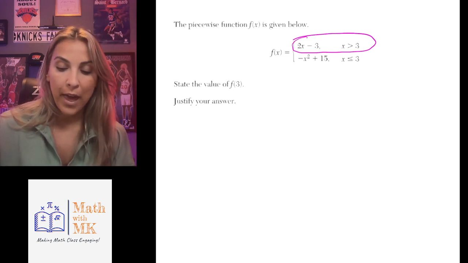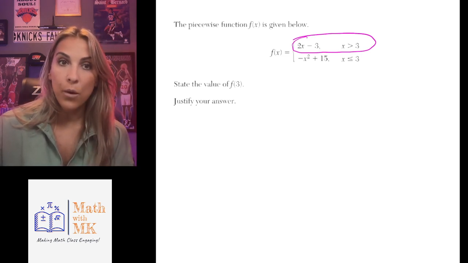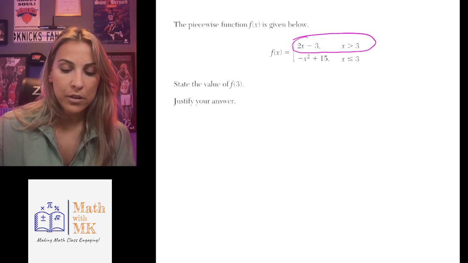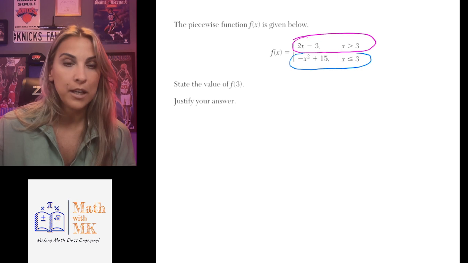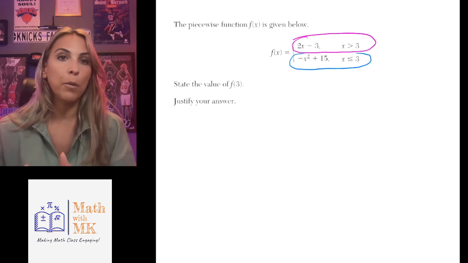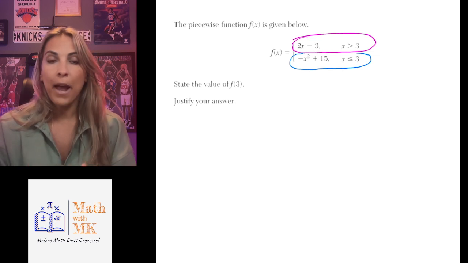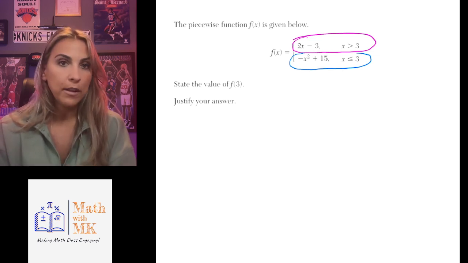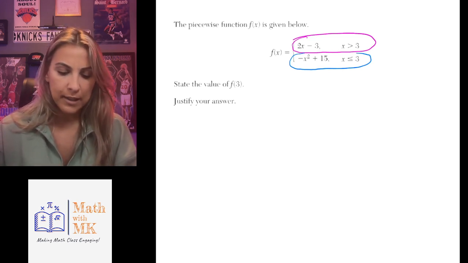However, if the x value is less than or equal to 3, then f of x is going to be equal to negative x squared plus 15. So when I say different intervals of the domain being all your possible x values, it depends on what the x is. You have to know what the x is first. That'll tell you which rule to follow, and then you'll find y. All right, so let's go ahead and go into this example.